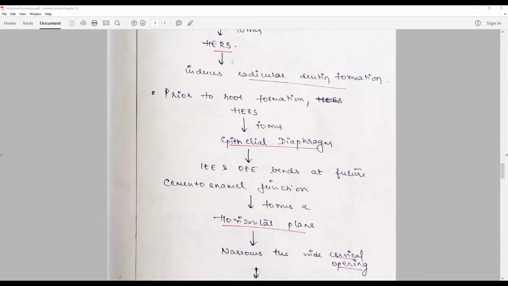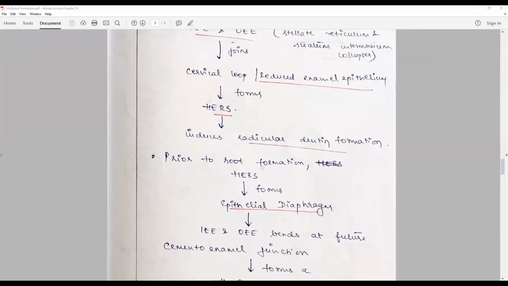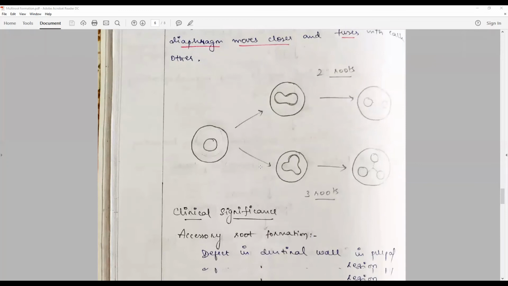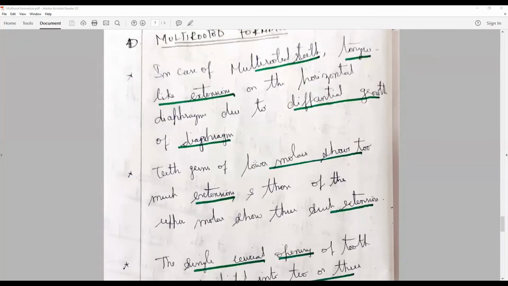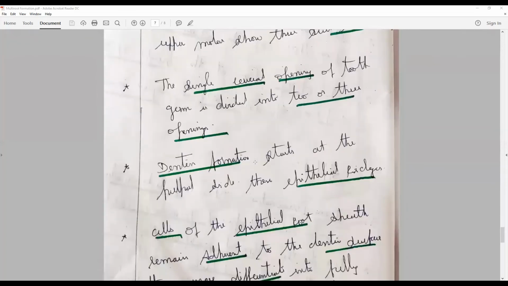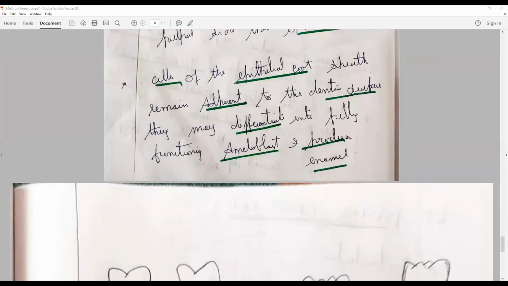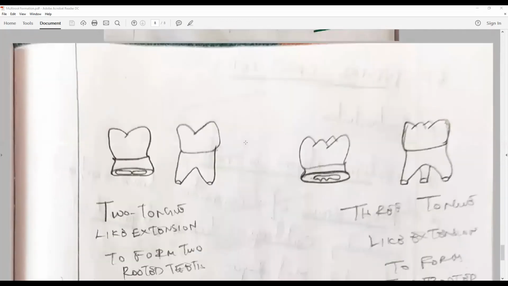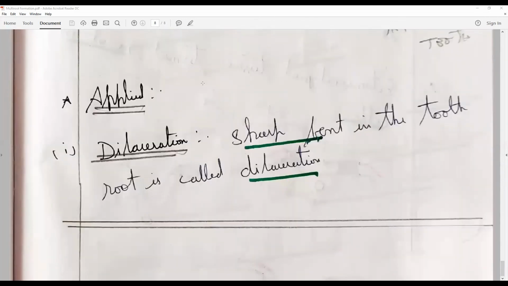So this is another way of putting the whole thing as a flow chart. And this is another candidate's paper. Simple way. Underlining the keywords, drawing the 2 tongue-like extensions in a different form than the others. Applied pathology will fetch you good marks.